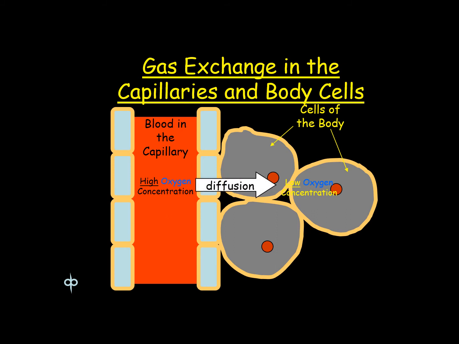And then the other gas that's exchanged is carbon dioxide. Your body cells all produce the waste gas carbon dioxide, and we don't want it to stay in the cells or it could be toxic. So your high levels of carbon dioxide concentration are then moved to your low carbon dioxide concentration in the blood, and that is also by the process of diffusion.